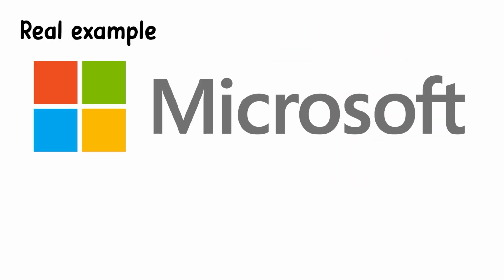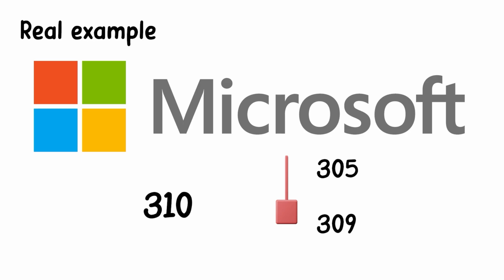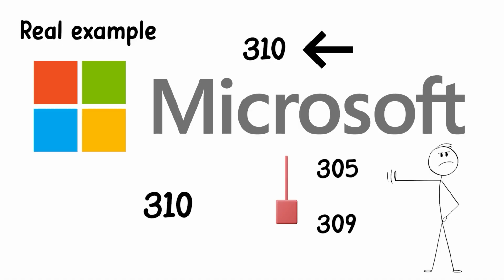Real example, Microsoft has been dropping down to 310. At 310, you see a hammer form, long stick pointing down to 305, but the close is back up at 309. Buyers rejected the lower price and pushed back. You buy Microsoft at 310. It then rallies back to 329.